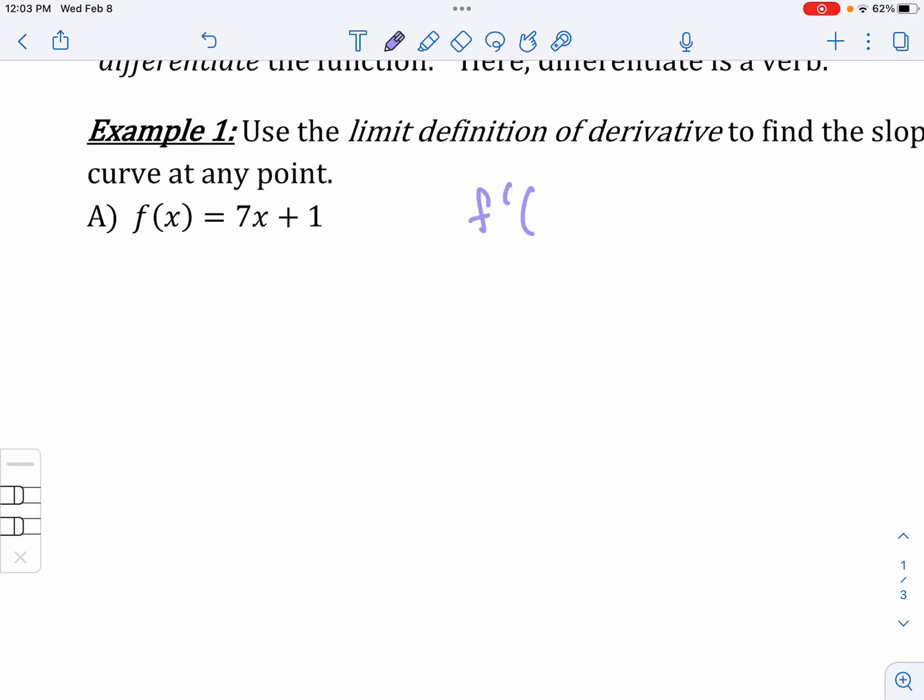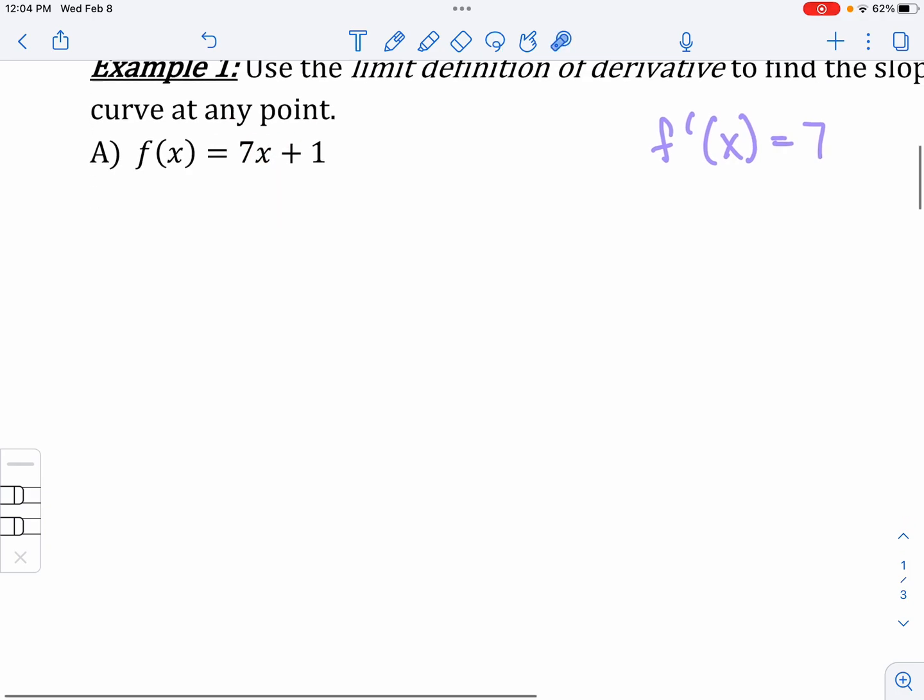So the derivative has this notation. And again, all it really means is the slope of this thing. This thing is a line. So if I graphed this in Desmos, the slope of that line would be 7. So I already know my answer. So the whole point of me showing you this is just an easy example of the long way of how to find slope.